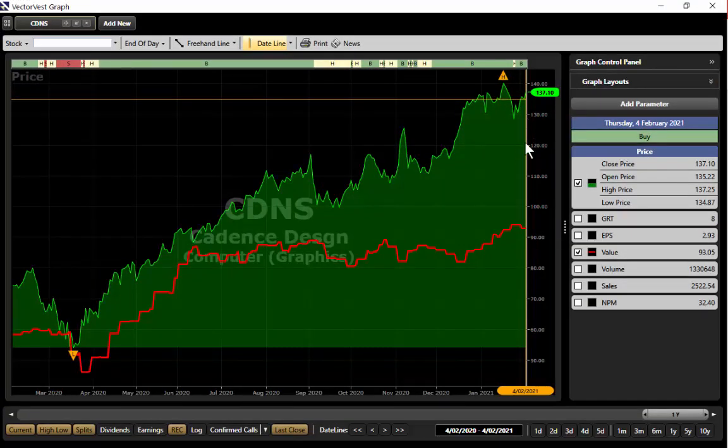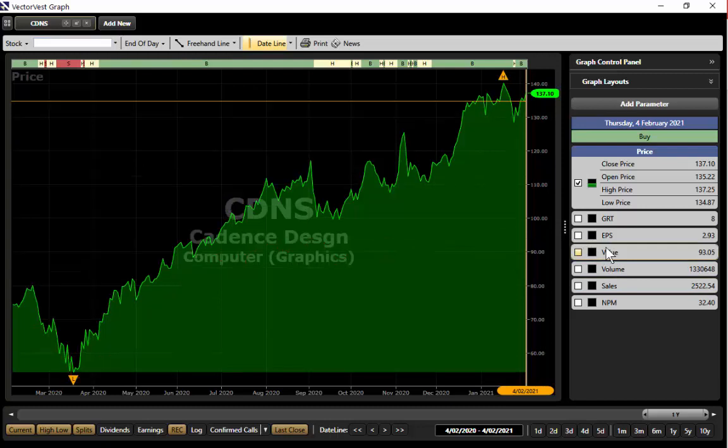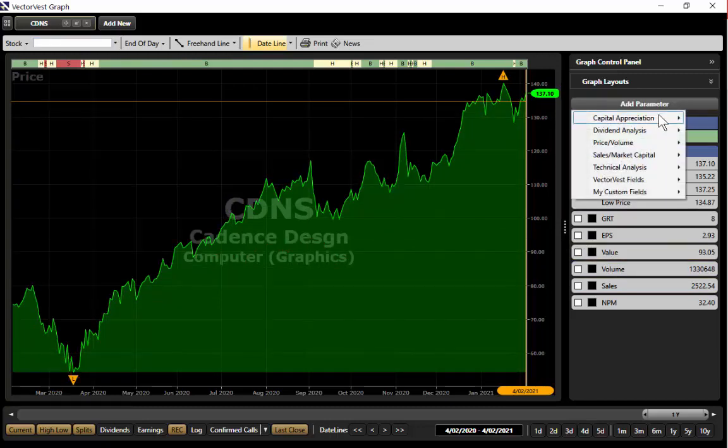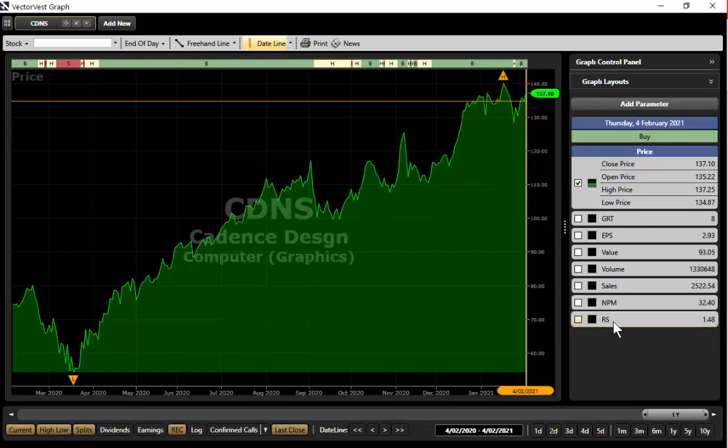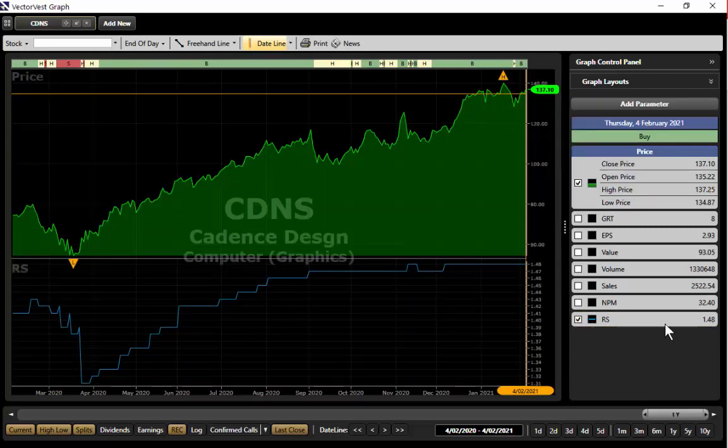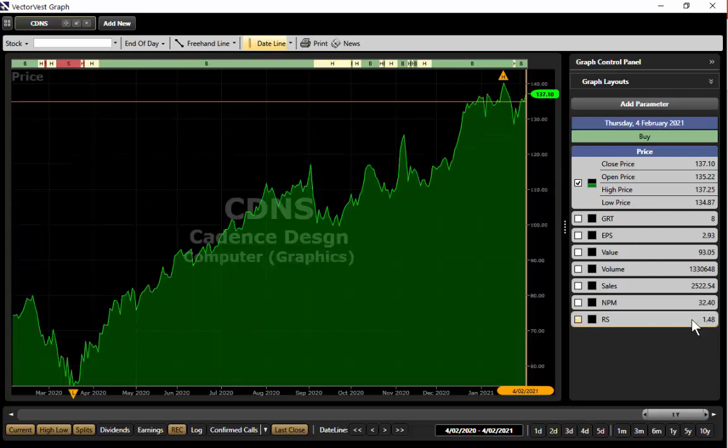So it's a little bit of a premium being paid. That's often the case with good quality companies. Investors are prepared to pay a bit of a premium, so just need to be mindful of that. Let's go in and put in the RS. Add parameter, RS. Here we go. Wow, so that RS on a scale of 0 to 2, it's above 1.4. That's an excellent score. Now, here's the key thing I want to show you.